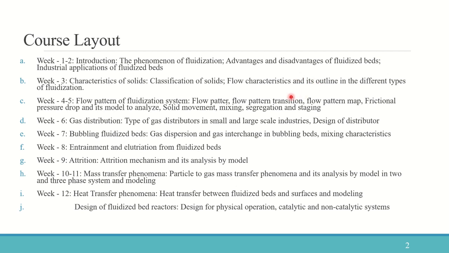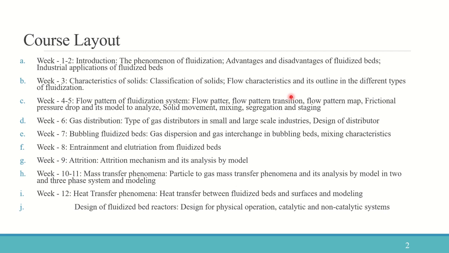So inside the fluidized bed, based on the fluid flow velocity, that is fluid inlet velocity, the flow characteristics vary. So those things are also given over here. And in later weeks we'll be seeing about the flow pattern transition, flow pattern mapping, and frictional pressure drop, models required to analyze them, solid movements, mixing, segregation, all those phenomena like mixing, segregation. These things happen based on the velocity of the fluid.